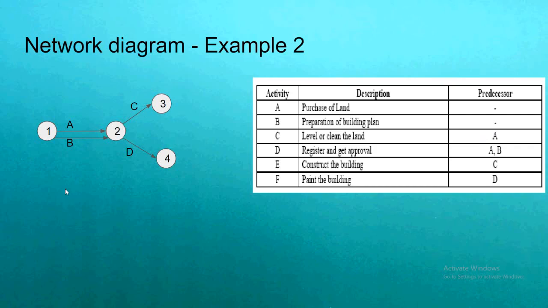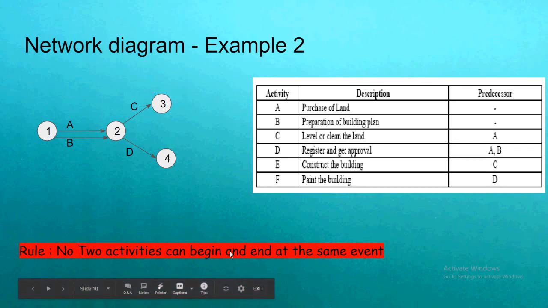Why does this error happen? Because the rule says that no two activities can begin and end at the same event. So here, if you look, the two activities are A and B. For both of them, the starting point is 1 as well as the ending point is 2. So this should be avoided, which is an error in the network.